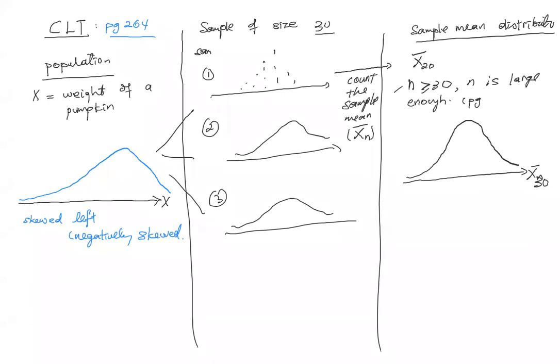So they say if the sample size is large enough, the sample mean distribution will be normally distributed. This is the first thing of the central limit theorem. Whether the population is normally distributed or not, it doesn't matter. The sample mean distribution will be normally distributed.